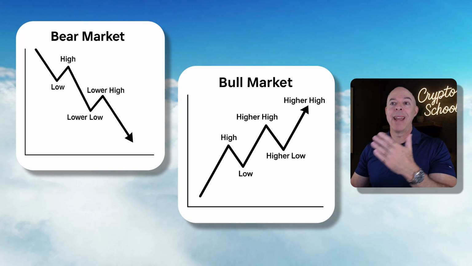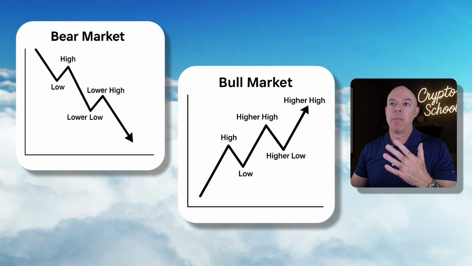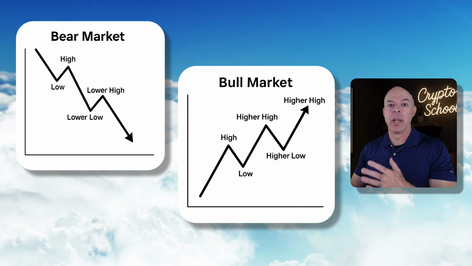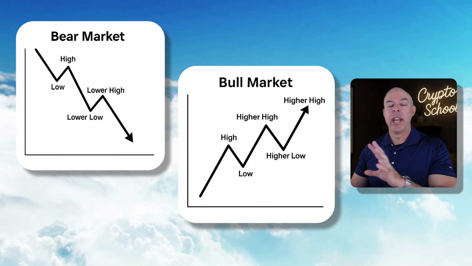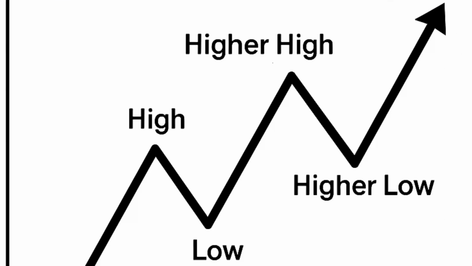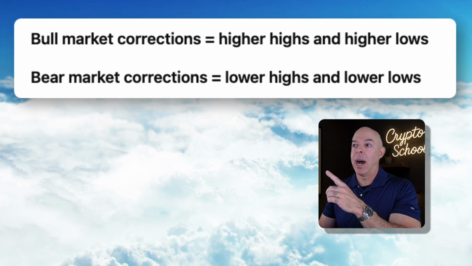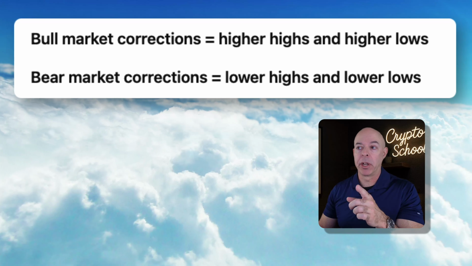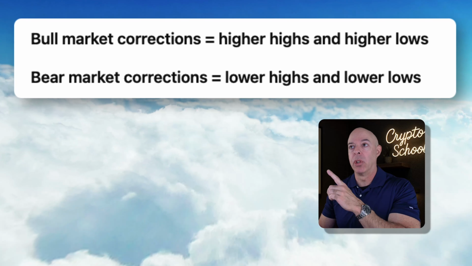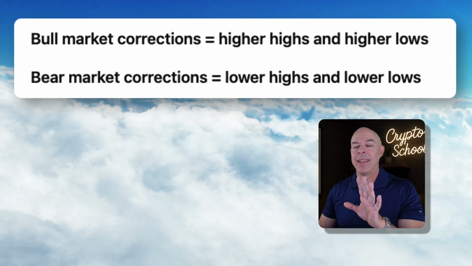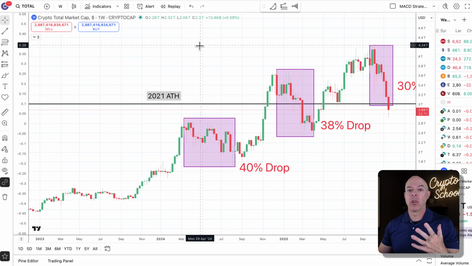As we put these next to each other, you can see the bear market and the bull market. What is this showing us? It's showing us structure. So here's the basic rule to know. In a bull market, you're going to have higher highs and higher lows. In a bear market, you're going to have lower highs and lower lows. So let's apply this to the current crypto market.